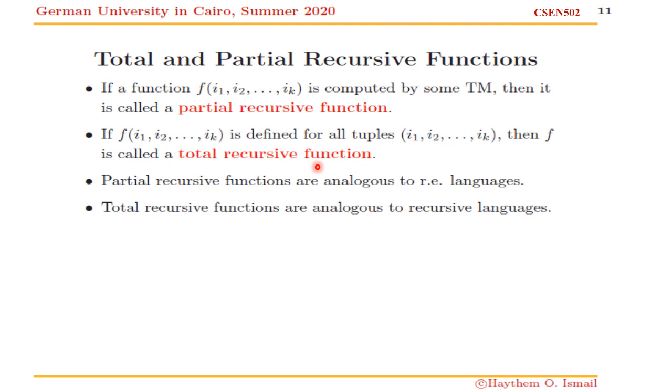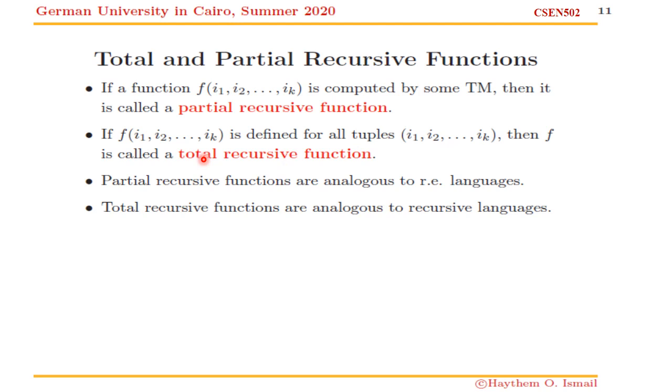Now, some functions are not defined for all possible inputs, so you may imagine that you take the function 1 over x, for example, and it's defined for all integers x except 0. So it's undefined for 0. And in that case, we may say that it's not a total function, it's a partial function, because it's not defined for some possible inputs. Now, if f is undefined for some possible tuples, then it's not a total recursive function. But if it is defined for all possible tuples, then we say it's a total recursive function.